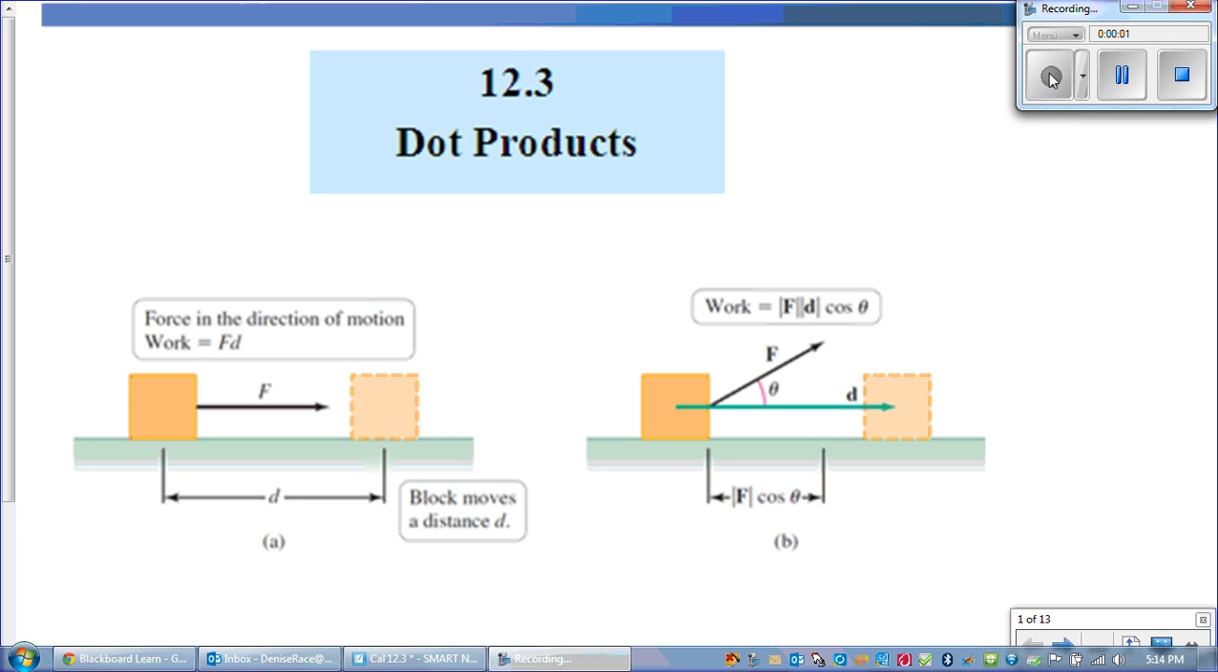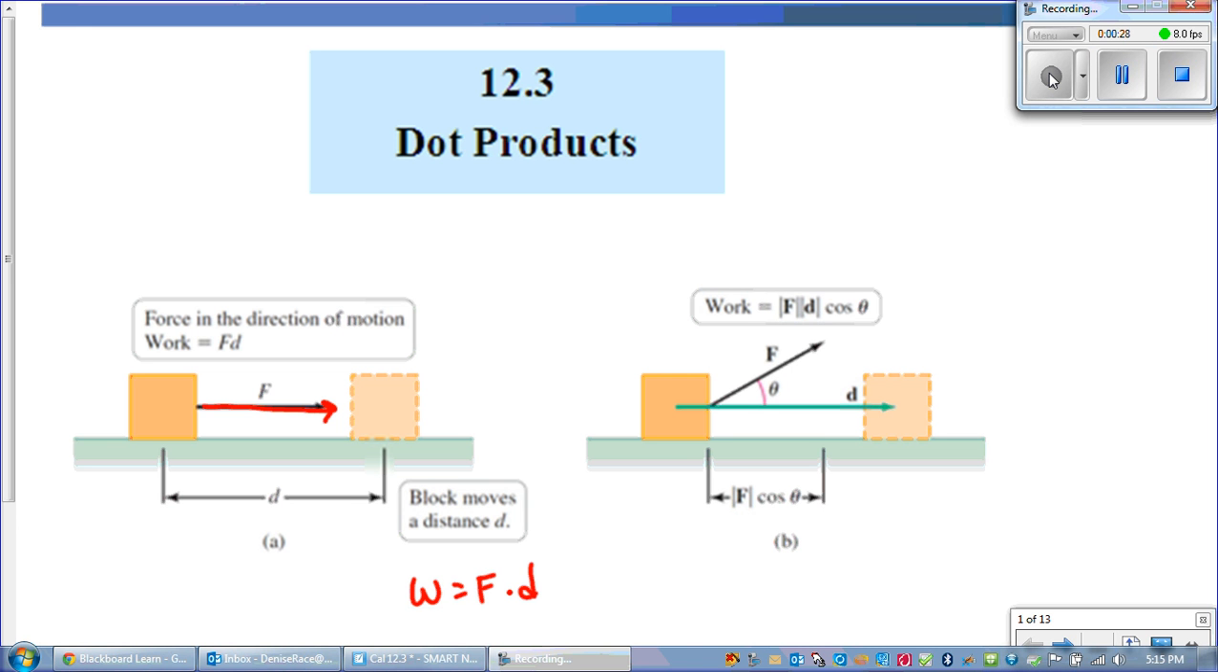Back in physics, you learned that work was equal to force times distance. Now that's true if you look at the amount of the force. So if F was the magnitude of the force being applied to the object, and D was the number of feet or meters that the object moved, work was equal to force times distance.